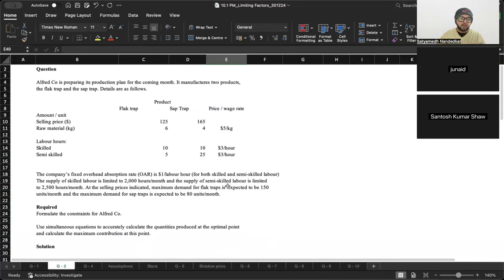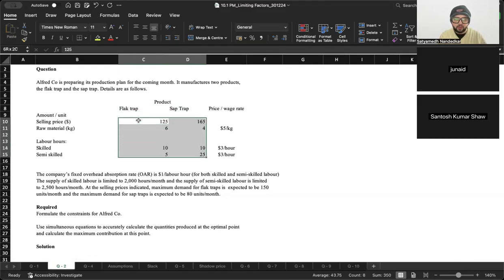Okay. Following, formulate the constraints for Alfred company using simultaneous equations to accurately calculate the quantities produced at the optimal point and calculate maximum contribution at this point. Again, this is a question on simultaneous equations. Alfred Company is preparing its production plan for the upcoming month. It manufactures two products, flag trap and sap trap. Details are as follows. They have given you all the information on the two products.